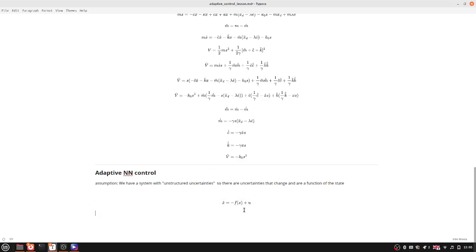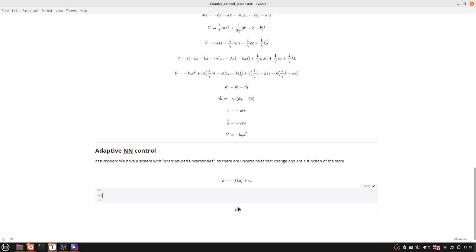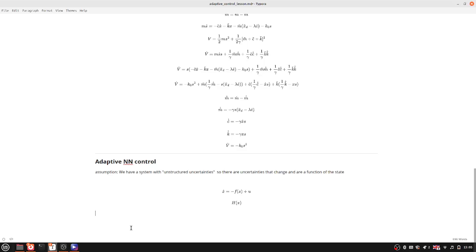But also it's unknown, so we don't know f of x, so we really don't know this function. But we can use a neural network to basically approximate this function as a combination of other so-called basis functions, and the basis functions are going to be denoted by h of x, and these are standard basis functions. There's various standard basis functions you can use. So I'm just going to call it h of x.